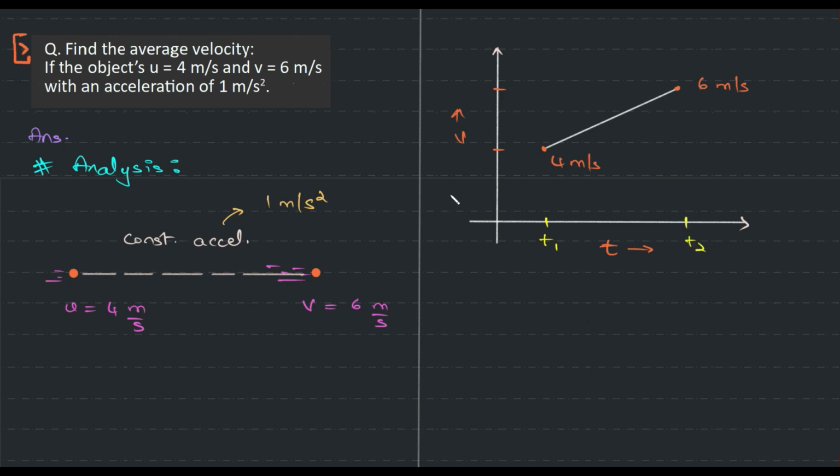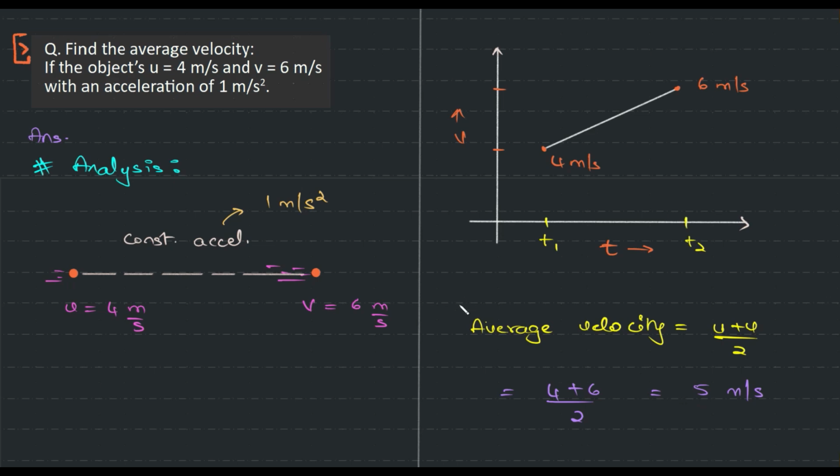We need to figure out the average of this basically. Right? So what can we do? The funda is actually quite simple. Whenever we have a uniform change in this manner, we can directly go with average velocity to be equal to u plus v by 2. And so we have 4 plus 6 by 2. That would be 5 meter per second.